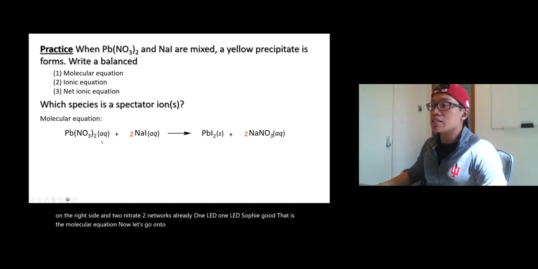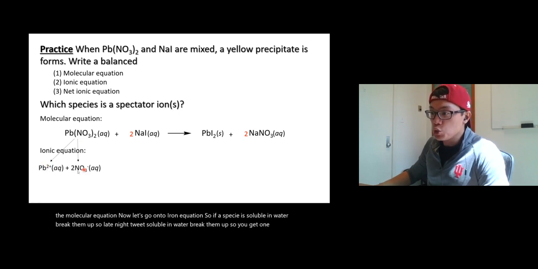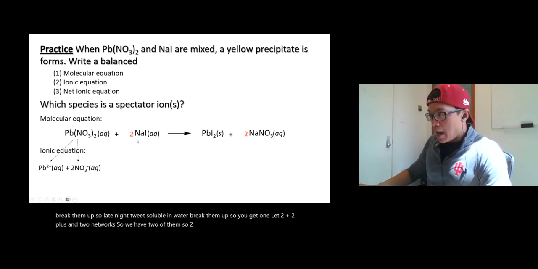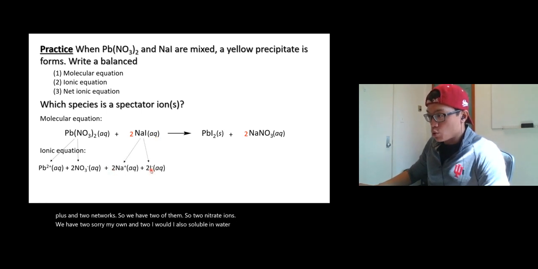If a species is soluble in water, break it up. Lead nitrate is soluble in water, so break it up. You get 1 lead 2 plus, and 2 nitrate ions. Now we have 2 sodium ions and 2 iodide ions, also soluble in water, so break them up. Don't forget the 2 and 2 right here.